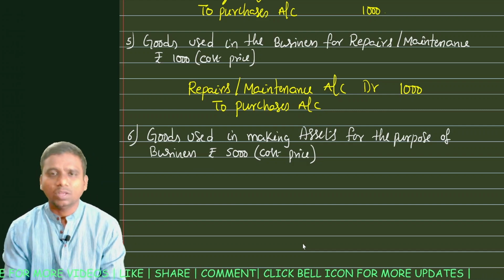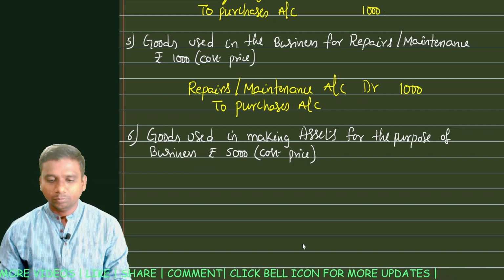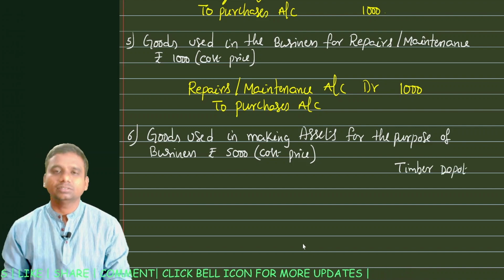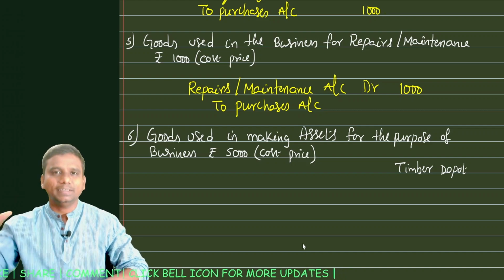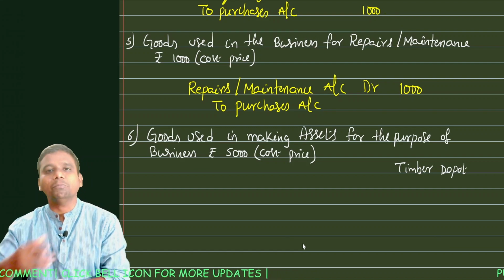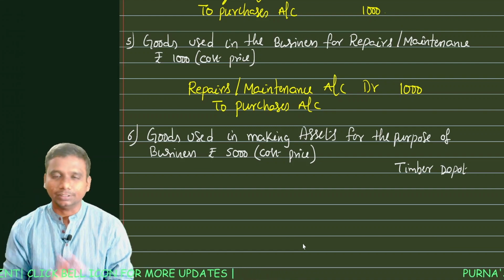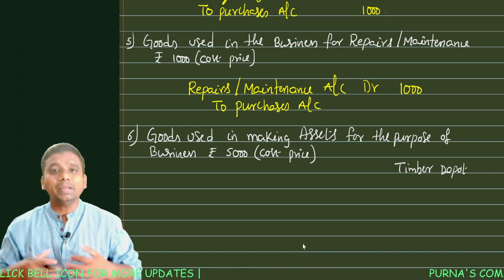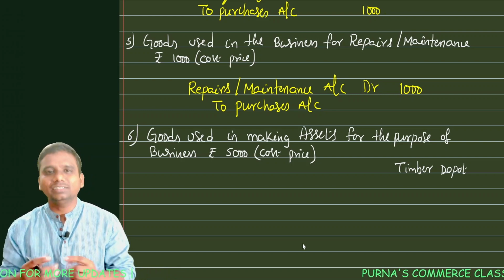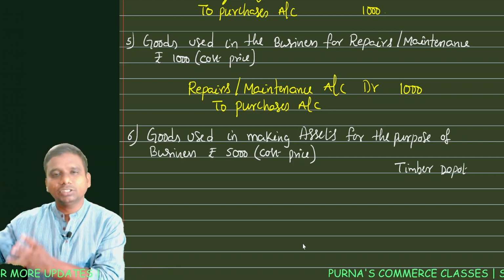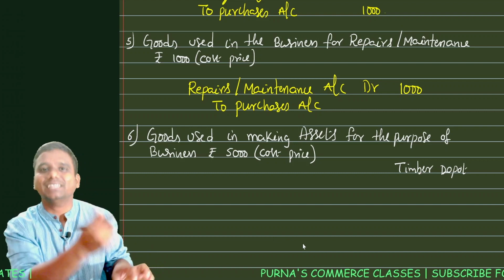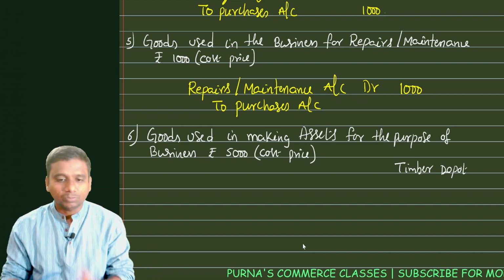I will give you one example. I am running a timber depot. Here what is my business? I purchase timber and I sell the same timber. Yes or no? But what I did? This timber I have used for manufacturing of furniture, which is used in my business, not for sale. So furniture becomes an asset for me. For manufacturing of this furniture, I have used the timber which I purchased for sale. Okay, right. So sometimes it may happen.